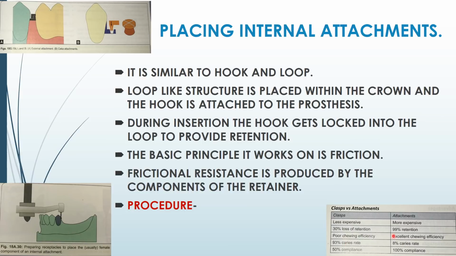So I have explained this, and I've attached a small picture of the advantages and disadvantages of clasp and attachment retention. Over here, the attachment gives 99% retention, whereas with clasps there is 30% loss of retention because of all the components. Clasps are less expensive, whereas attachments are more expensive. So this is the additional use of it.